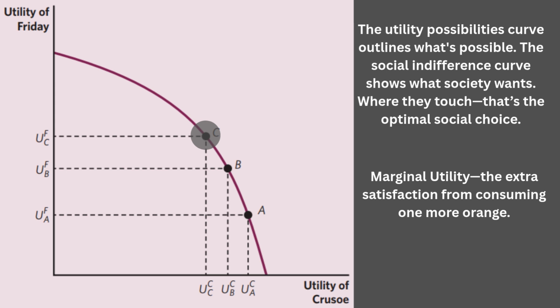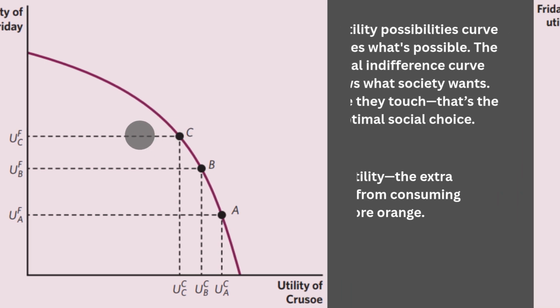But there's another twist. Transfers aren't always smooth. In the real world, we don't just hand over oranges. We use tools like taxes and subsidies, and these have side effects. For instance, if we tax the rich too much, they might work less because they get to keep less of what they earn. And if we subsidize the poor too much, they might also work less, fearing they'll lose their benefits. These behaviors affect overall productivity and reshape the utility possibilities curve.